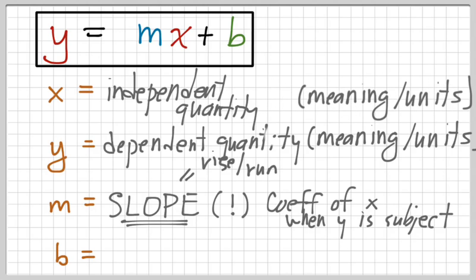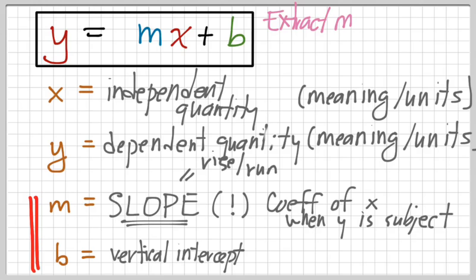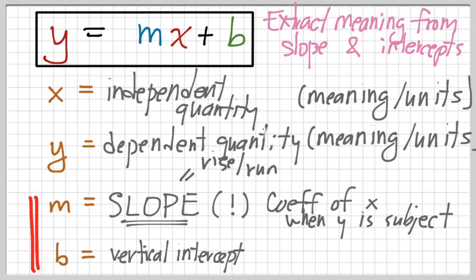And when x and y have meaning and units, then so do m and b have meaning and units. M being the slope, and b, what role does b play in this whole charade? It's the y-intercept. Or I'm going to call it the vertical intercept. And each one of these things has units and a meaning. As long as x and y have units and meanings, so do m and b. And one of the big performance tasks of this week is going to be to extract meaning from slopes and from intercepts.